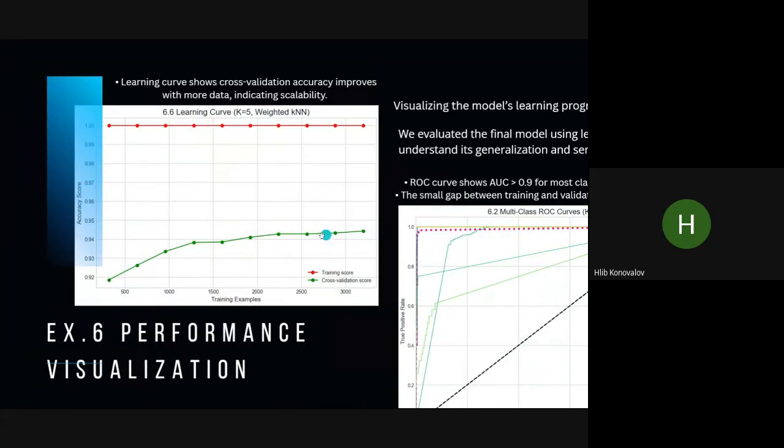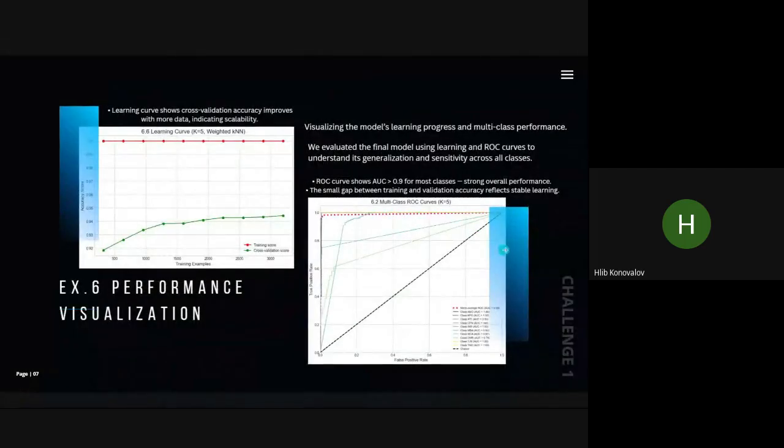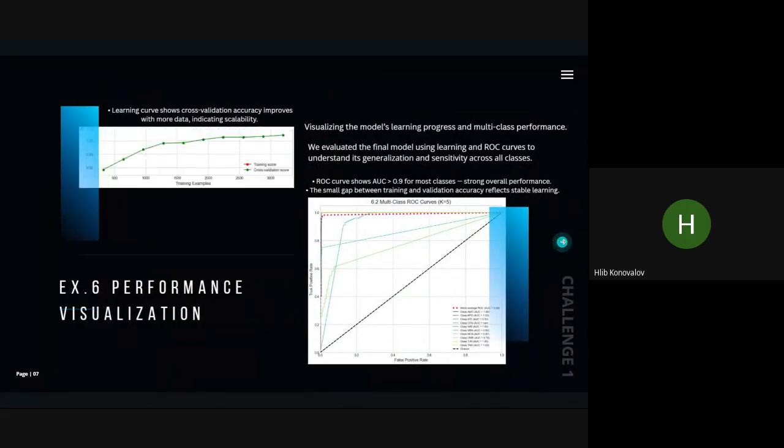But yeah, here it's also getting better with more samples, but I don't think that it will be much better if we add more, as after around 2500 it's pretty much the same. Yep. Very good.